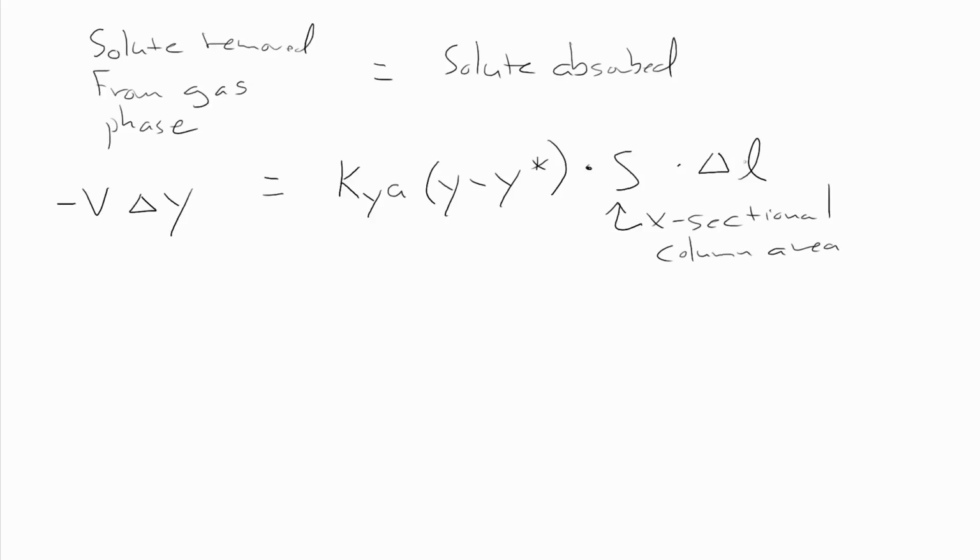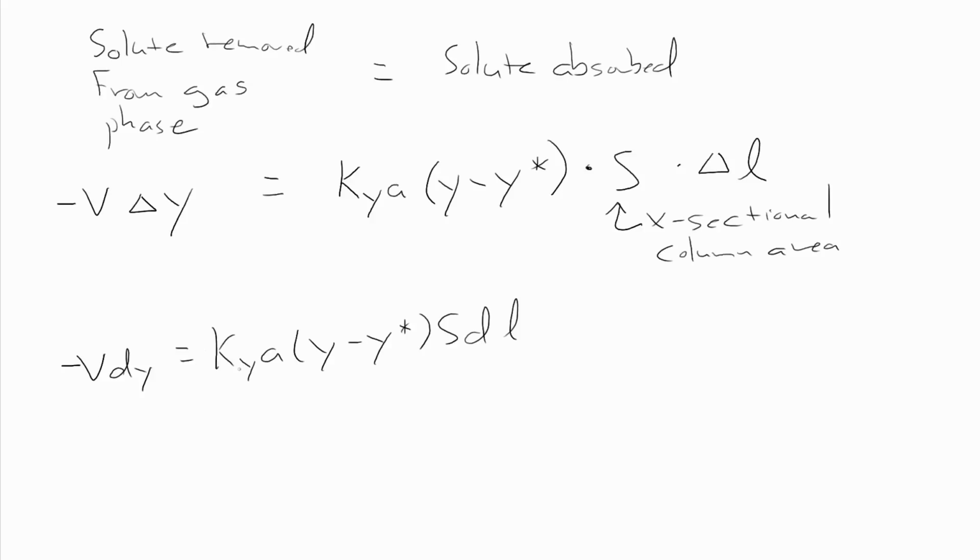And L refers to column length as it did in class. All right, we can write the same equation in differential terms. If we write it in differential terms, we get that negative V dy is equal to KYA times (y minus y star) S dL. And now to figure out how concentration changes over a given length of column, we simply integrate.